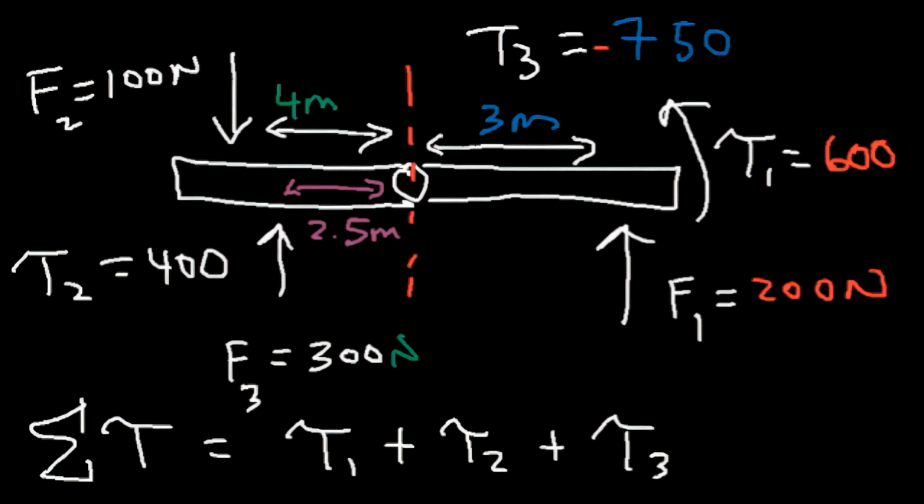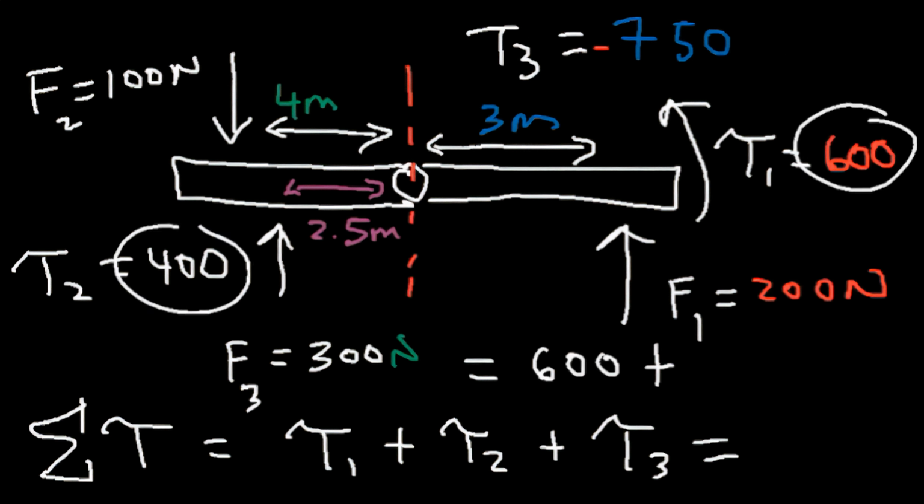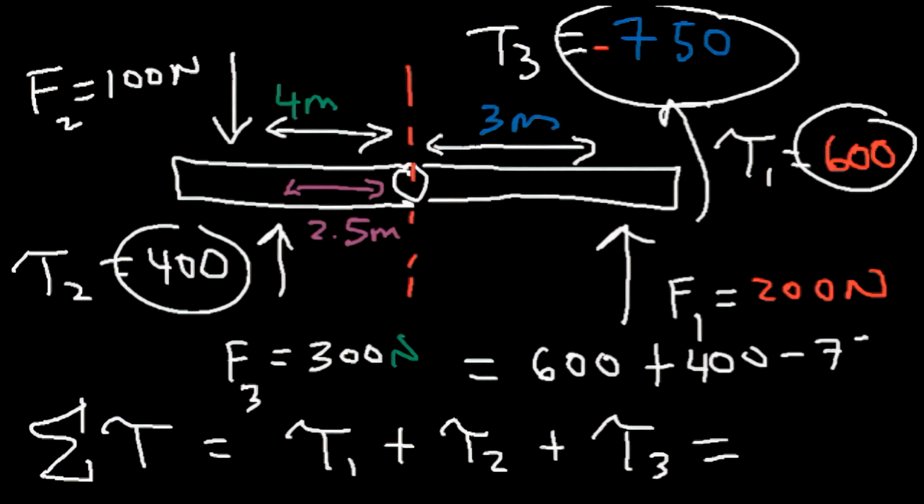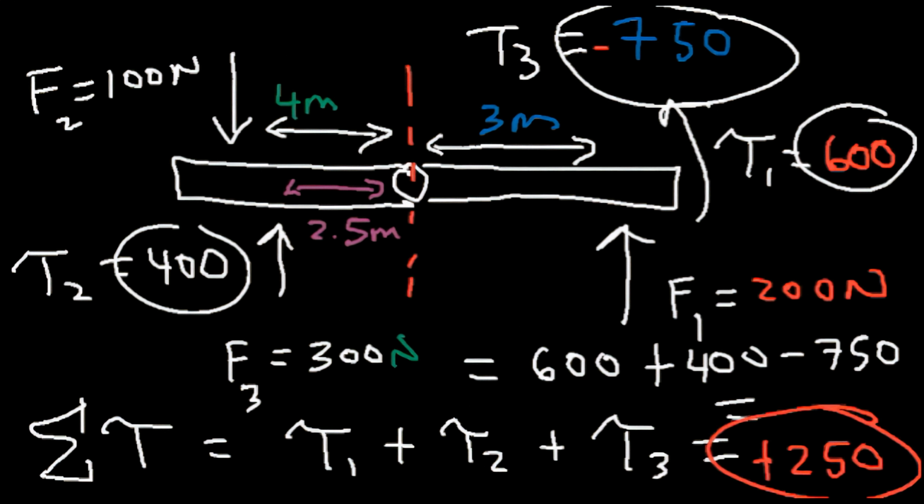So to find the sum of all the torques, we need to add everything. So torque 1 is positive 600. Torque 2 is positive 400. And torque 3 is negative 750. 600 plus 400 is 1,000 minus 750, that's 250. So the net torque of the whole system is positive 250. So this object is going to rotate in the counterclockwise direction.